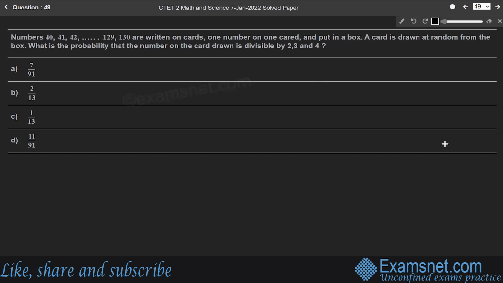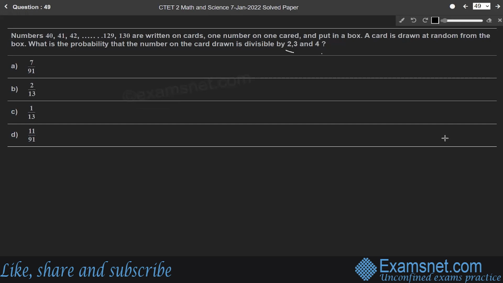Question 49. Numbers 40, 41, 42, and so on up to 130 are written on cards, one number on one card, and put in a box. A card is drawn at random from the box. What is the probability that the number on the card drawn is divisible by 2, 3 and 4? Here, the numbers are given.